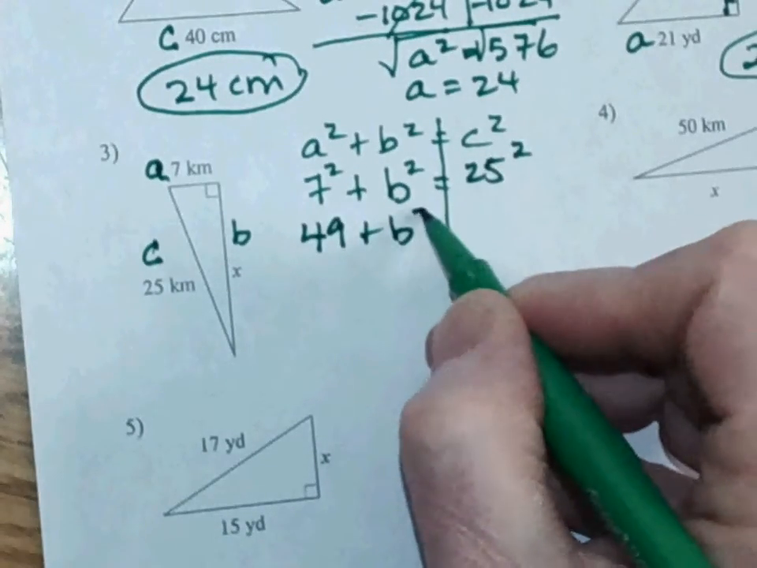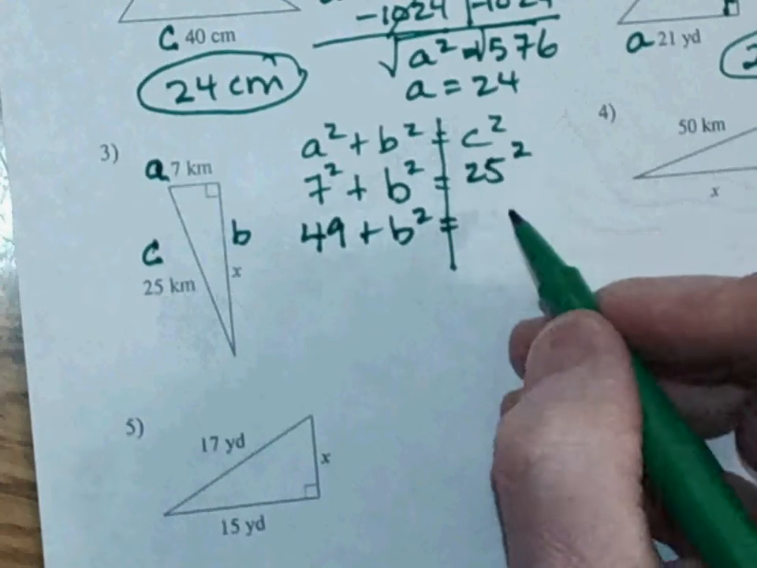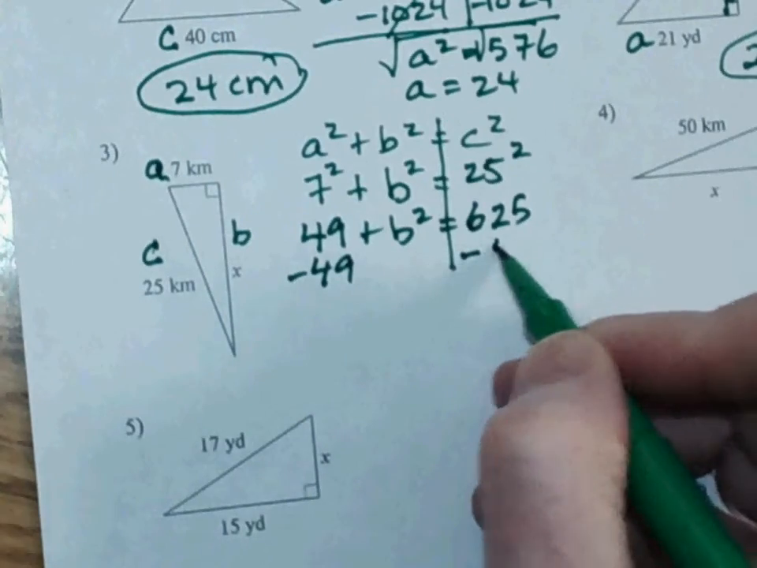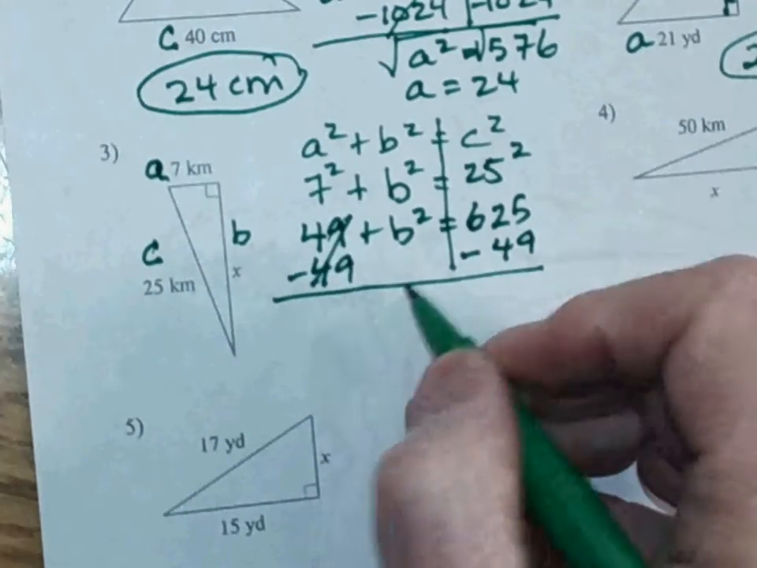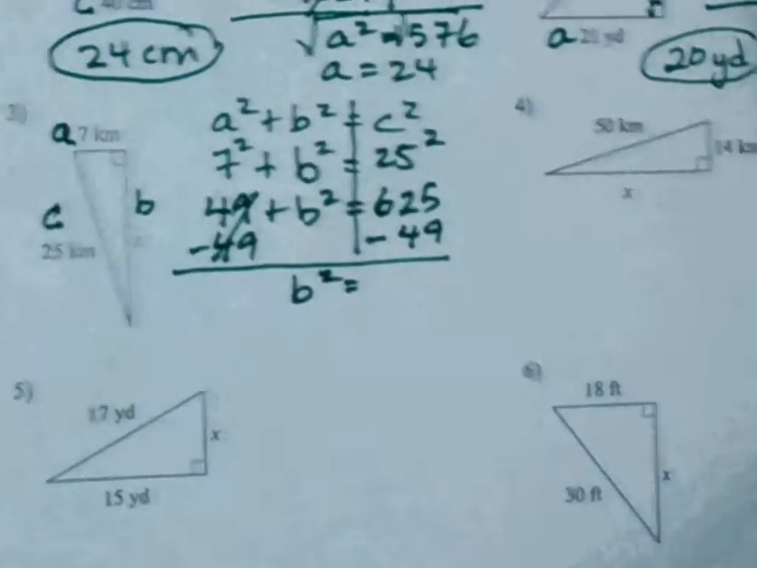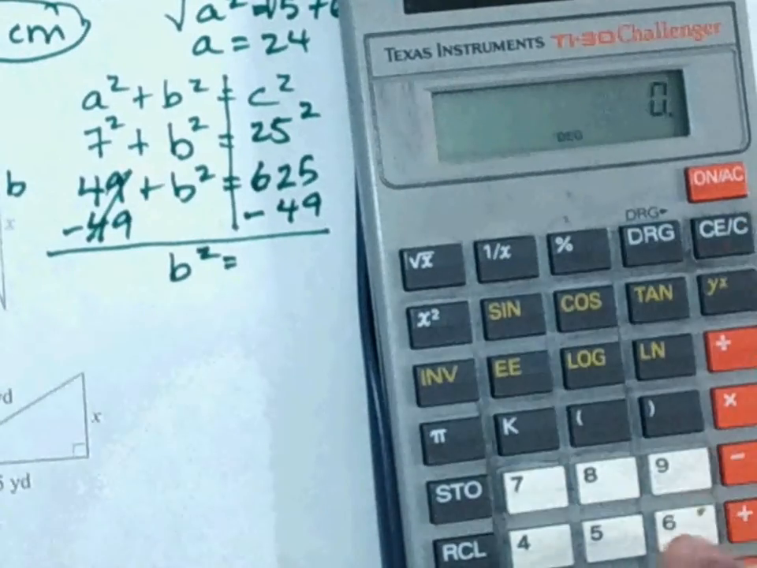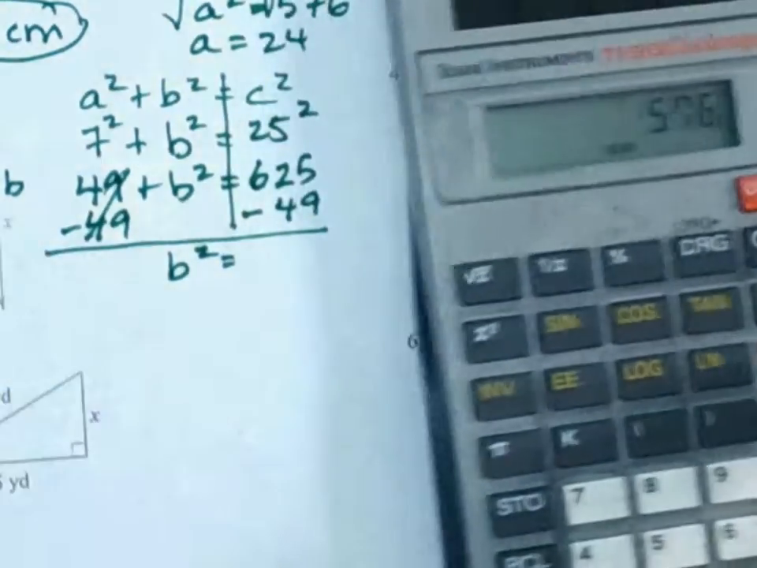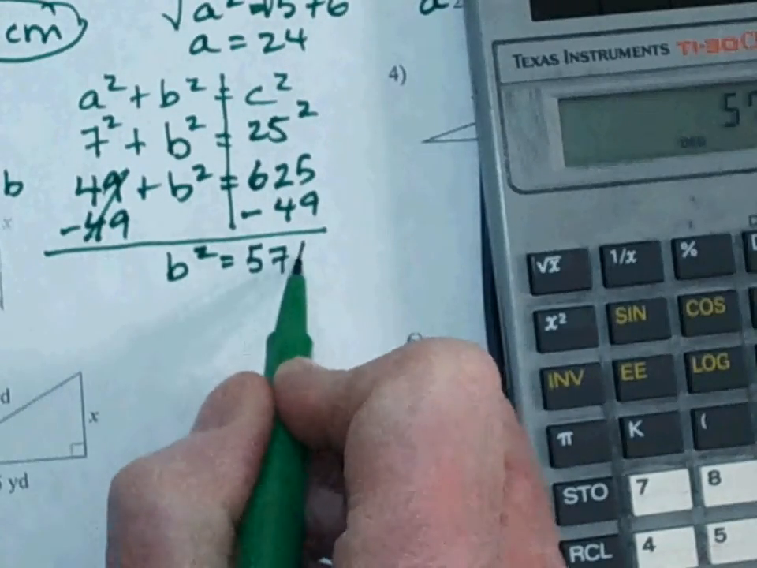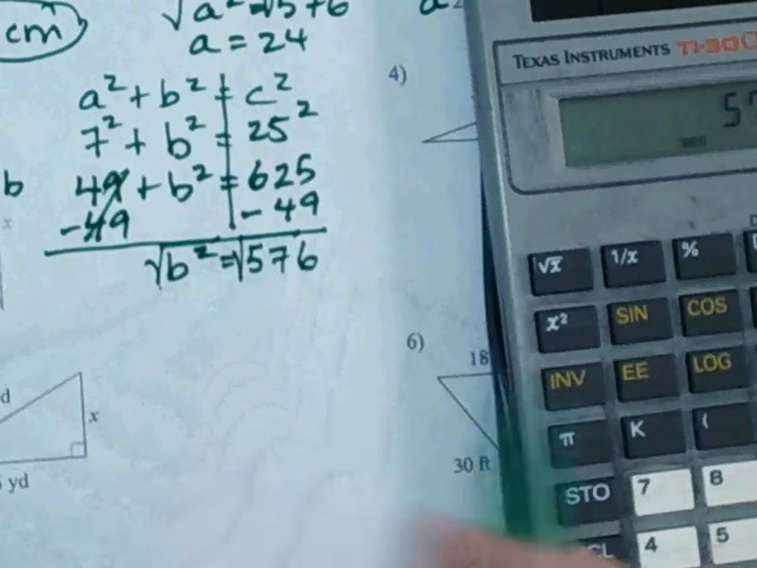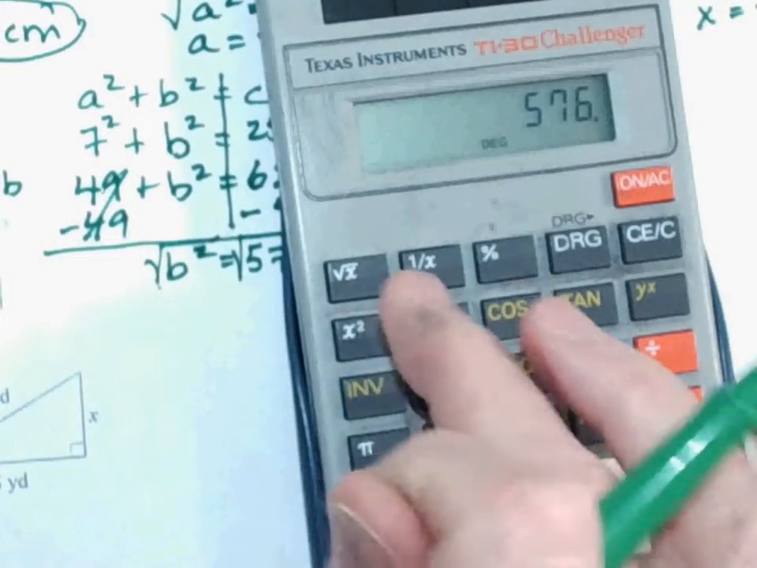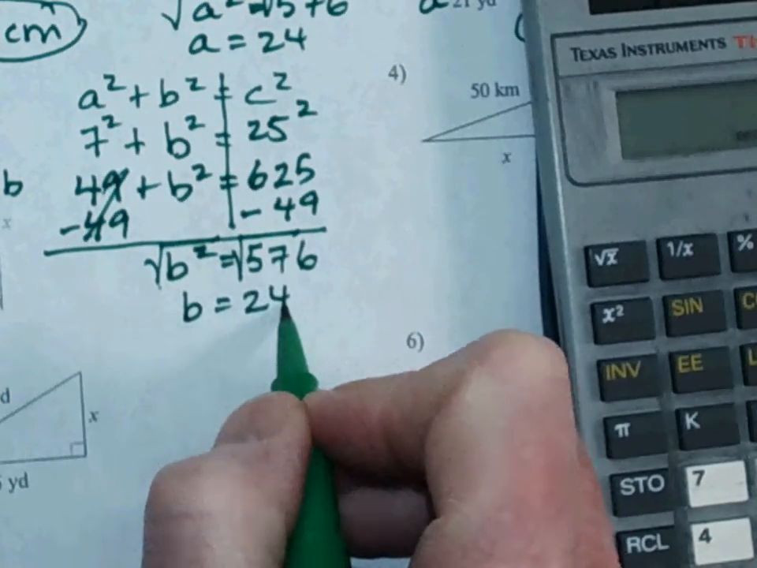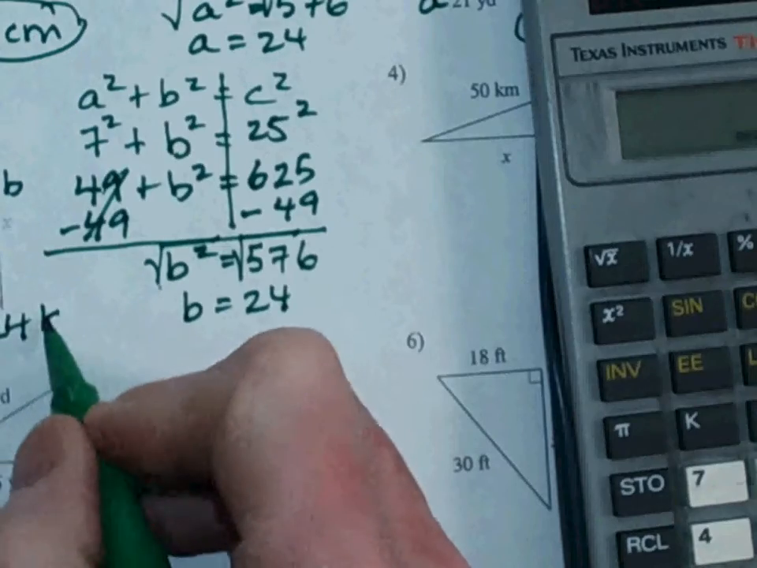I don't know what B squared is yet. 25 times 25 is 625. Subtract 49 from both sides. B squared, I have 625 minus 49 is 576. The inverse of squaring is square rooting. Square root of 576 is 24. So the answer is 24 kilometers.